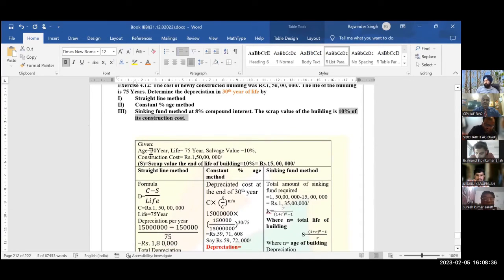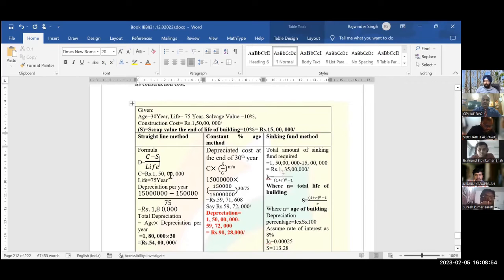So age is given to you, 30 years, life is 75 years, salvage value is 10%. It means the construction cost is 1 crore 50 lakh. Then the scrap value or salvage value, whatever you call it, is 10% of 1 crore 50 lakh, which is 15 lakh.